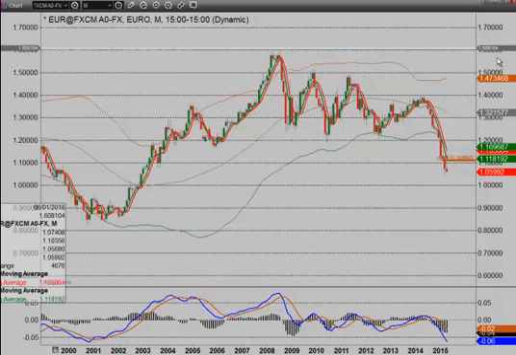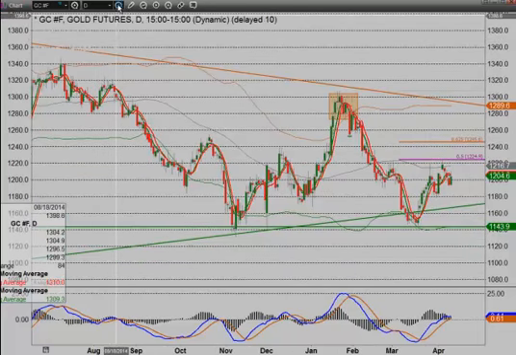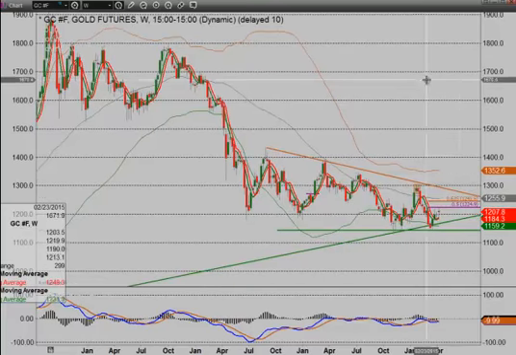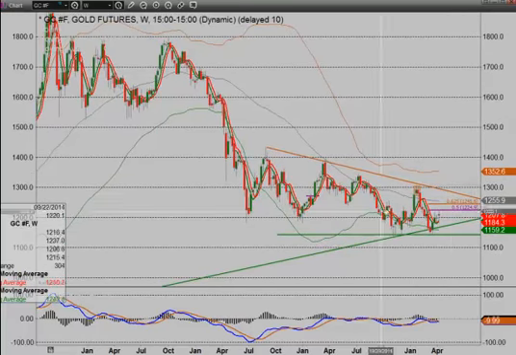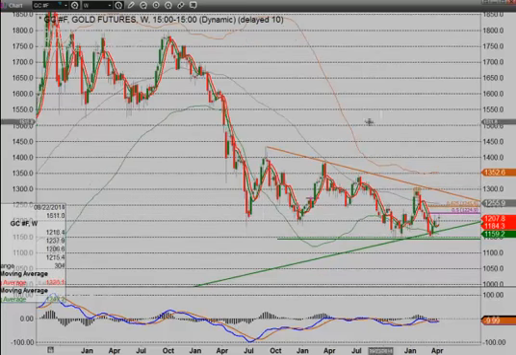Same old story in the euro. We continue to sell rallies there. Gold market, it's a bear market. Pan out to a weekly chart, you'll see that. You can see, I guess, a lot of technicians will call that a pennant right there. No surprise, the support did hold for now.